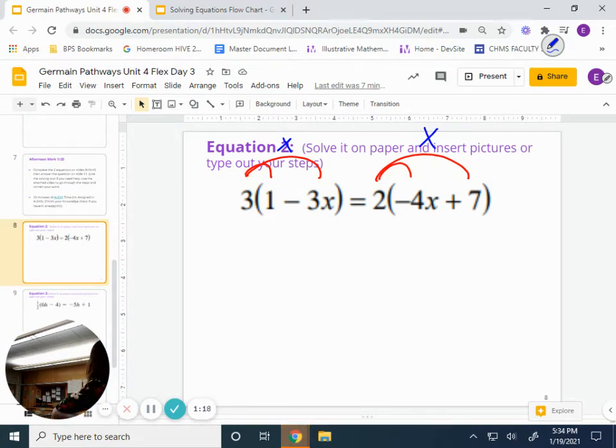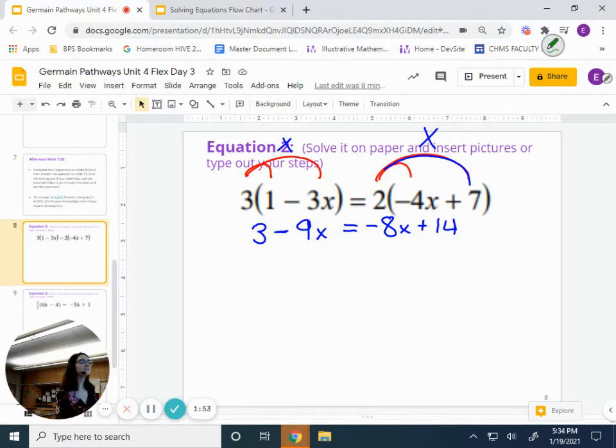So on the left side, 3 times 1 is going to get me a 3. 3 times negative 3x: 3 times 3 is 9x, and it is a positive times a negative, so that is a minus. That is going to be equal to 2 times negative 4x. So 2 times 4 is 8x. And it's going to be a negative 2 times 7: 2, 4, 6, 8, 10, 12, 14. 14, and it's a positive times a positive, so it is plus.